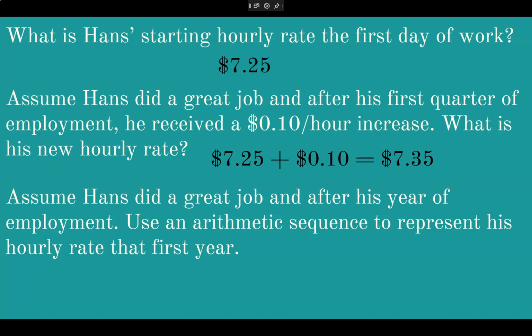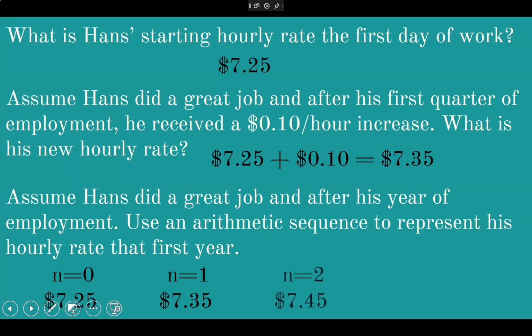Assume Hans did a great job after his year of employment. Use an arithmetic sequence to represent his hourly rate that first year. Okay, so what's his very first amount? The $7.25. Good. After quarter one, we just said he's making how much? $7.35. How about after quarter two? $7.45. After quarter three? $7.55. And I should have gone one more to represent a whole year because there's 4 quarters in a year. So at the end of the year, he's making what? $7.65.